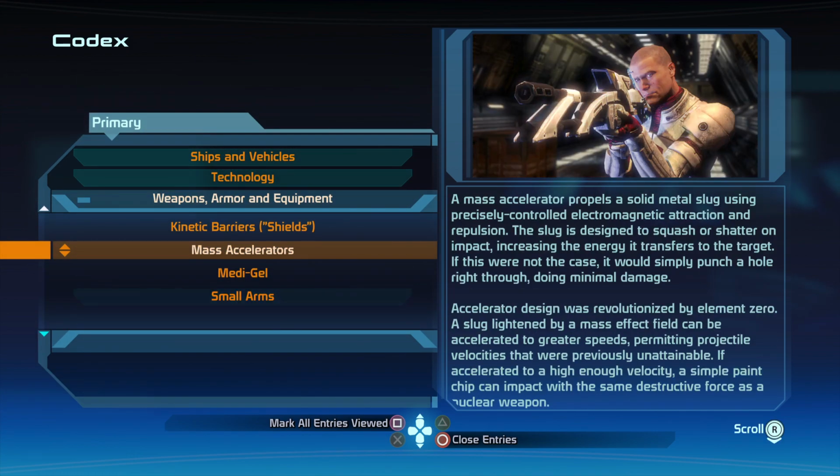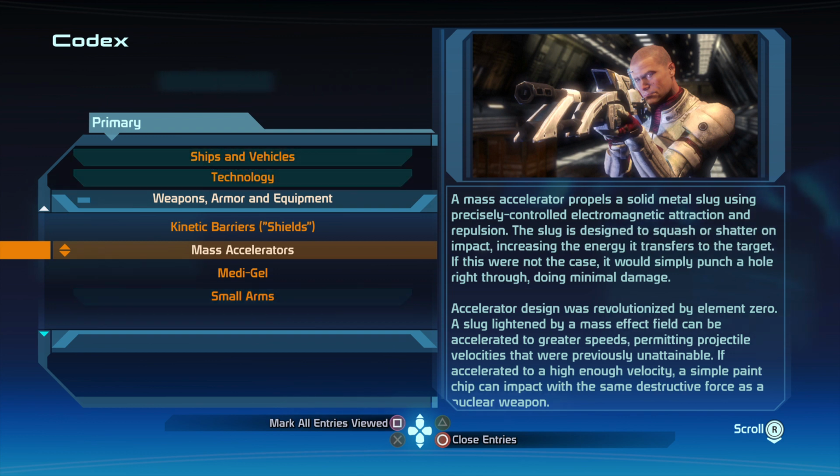Combat. A mass accelerator propels a solid metal slug using precisely controlled electromagnetic attraction and repulsion. The slug is designed to squash or shatter on impact, increasing the energy it transfers to the target. If this were not the case, it would simply punch a hole right through, doing minimal damage. Accelerator design was revolutionized by Element Zero.